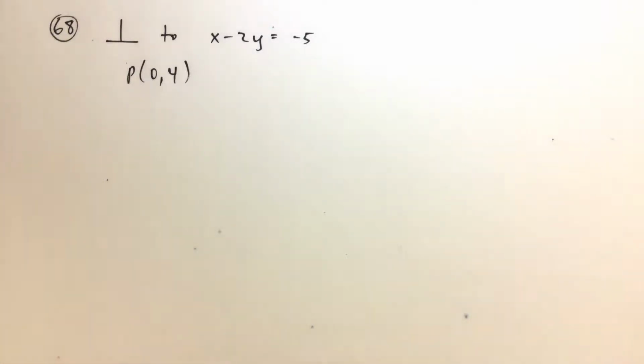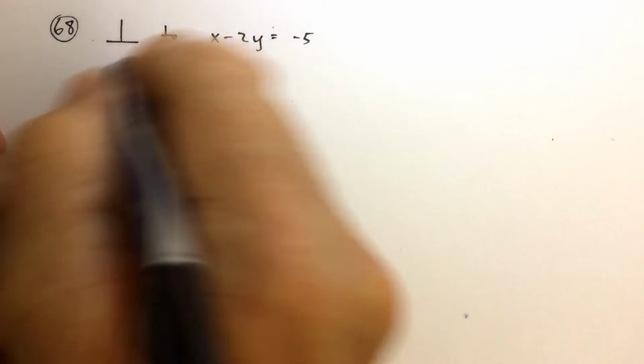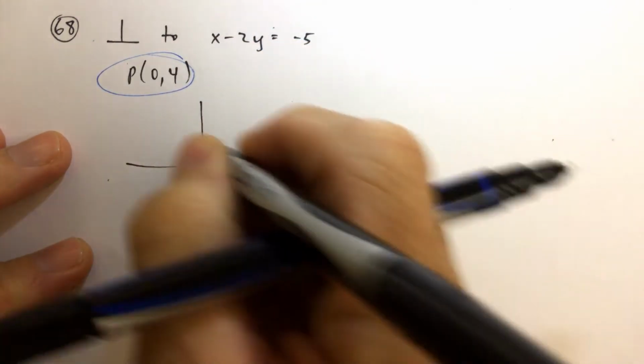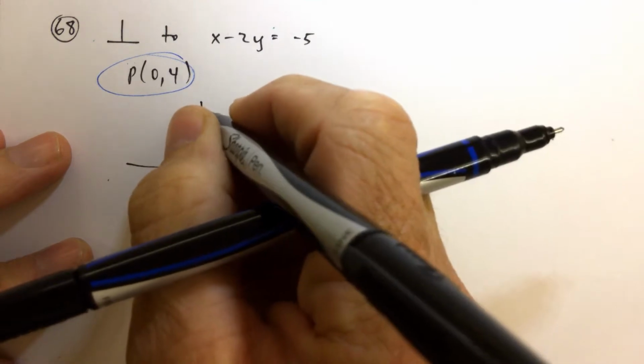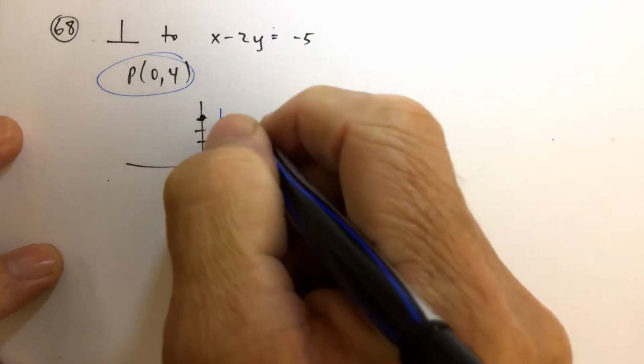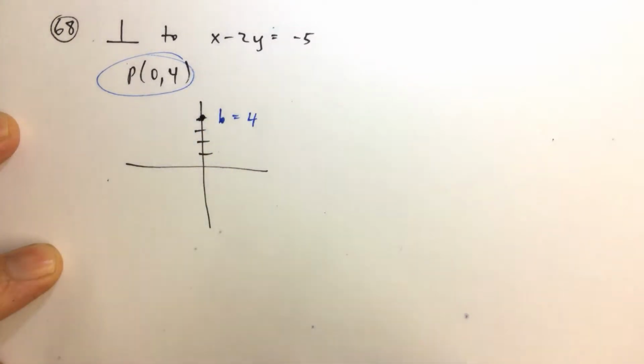Number 68. Again, there's a few different ways you could do this problem. I like to try to find the easiest or the most straightforward way. If I know that I have a point (0, 4), I like to draw pictures, by the way, if you haven't noticed. If my line is going to go through that point, well, I already know I've got a y-intercept.